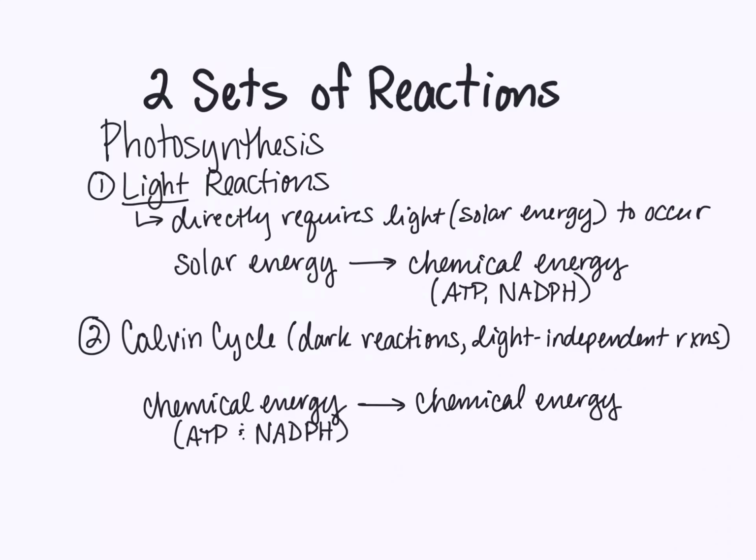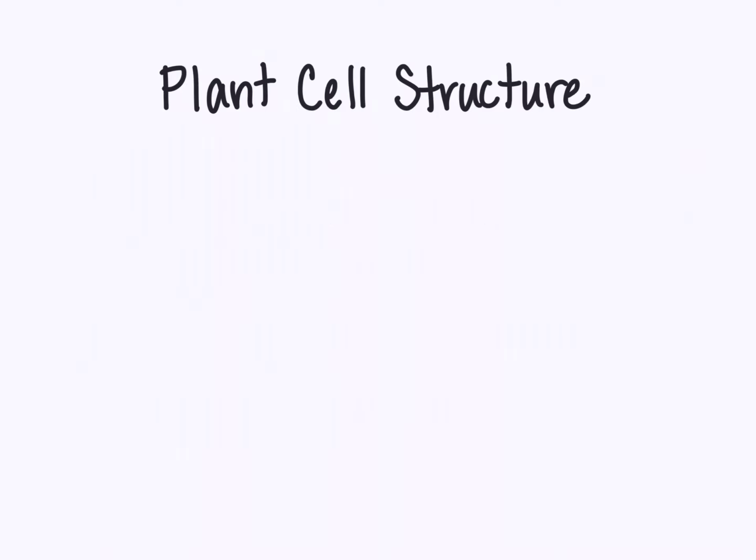This time, it's stored in the chemical energy of carbohydrates. And in another video, we'll go over more of the details of the reactions that occur, where they occur in the plant, what happens to convert this energy from one form to another, et cetera. Before we get too much into the reactions of photosynthesis, let's do a little review of plant cells and their structures that are involved in photosynthesis.